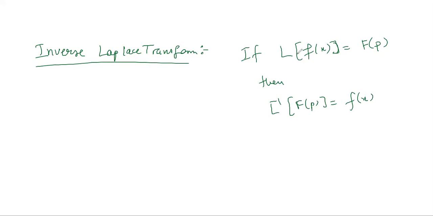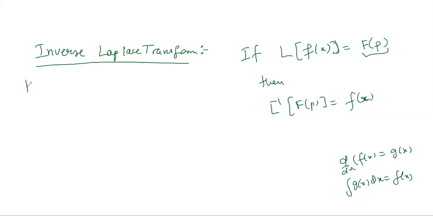L inverse of F(p) is small f(x). So it's very easy to understand. Laplace transform of a function small f is capital F. So the inverse Laplace transform of capital F is going to be small f. It's similar to the derivative of a function. If we know that d by dx of f(x) is g(x), then we know that the integral of g(x) is f(x). Roughly, we know that on integration we get a constant, but this is one of the solutions. So the same is here. If f has a Laplace transform capital F, then the Laplace inverse of this is going to be small f. That is the definition of inverse Laplace transform.